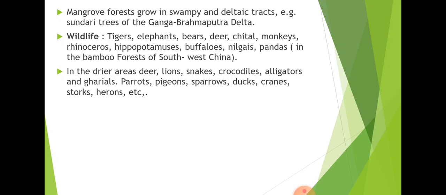So these are the topics we had to discuss, and the next topic we have to cover is the Mediterranean, the temperate evergreen and the temperate deciduous forest. Your homework is to write the names of animals found in the tropical deciduous forest in the dry regions and in the rainy regions. You have to write their names in your homework copy.